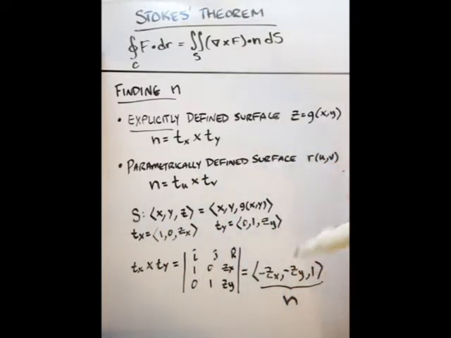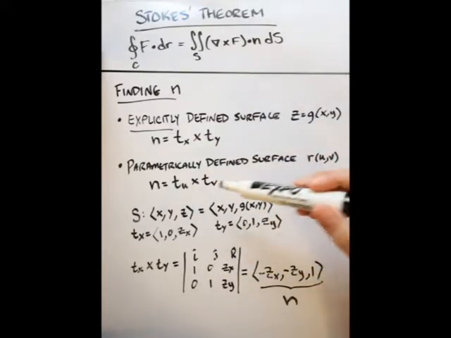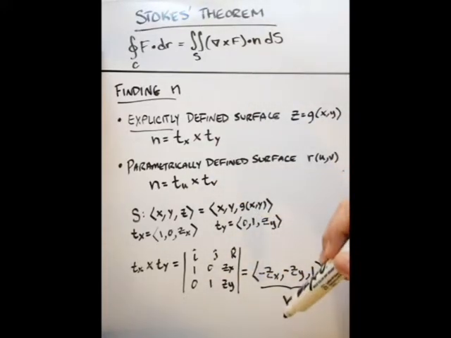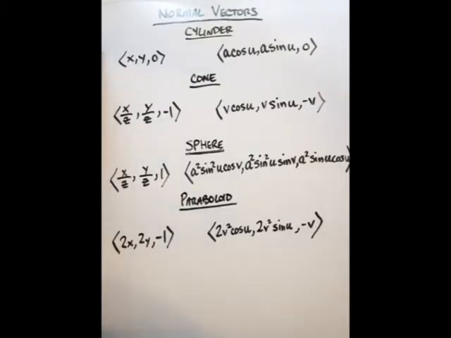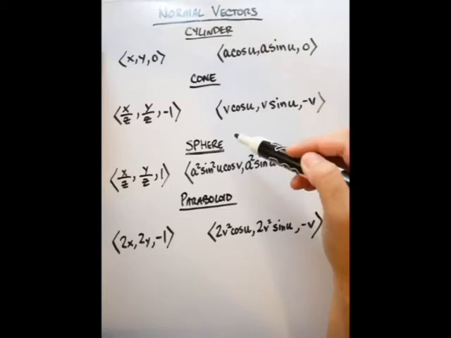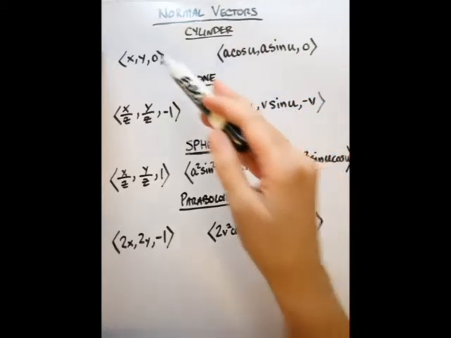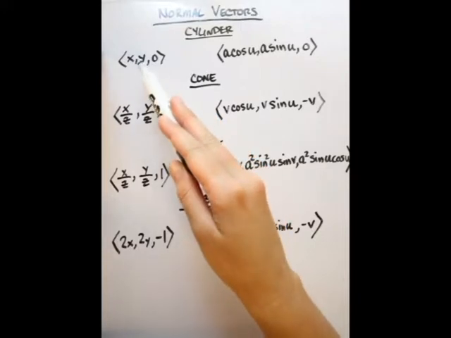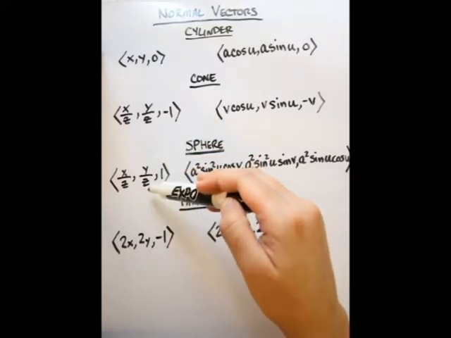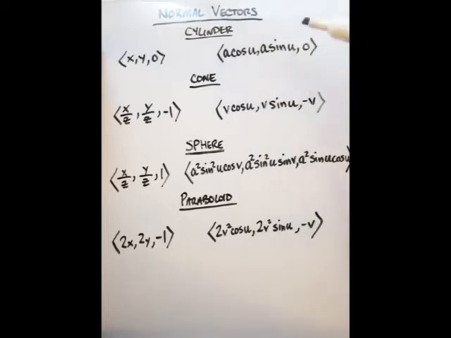In the very next frame, I'm going to give you a summary of how to find your normal vector so that you don't have to compute this every time. This is a list of the normal vectors for particular surfaces if you have a cylinder, cone, sphere, or paraboloid. If your surface is defined explicitly, you have your normal vectors here on the left, and if your surface is defined parametrically, this would be the form of your normal vectors here on the right.